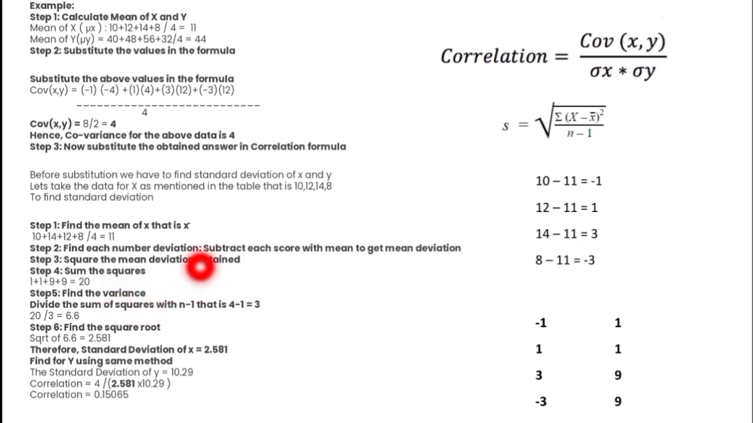So how much are these variables x and y related? They are related by 0.15065.